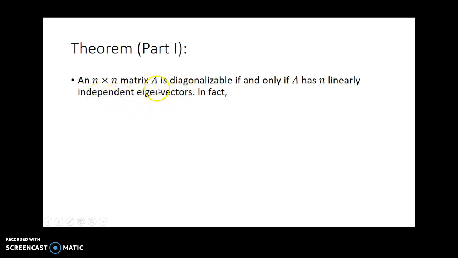We'll say that an n by n matrix A is considered to be diagonalizable. That's a word we're going to use. If and only if A has n linearly independent eigenvectors.